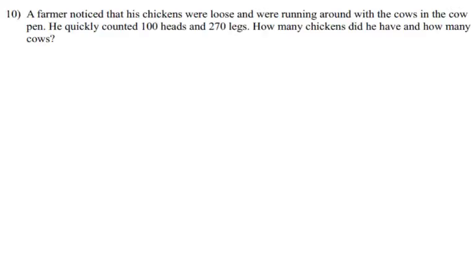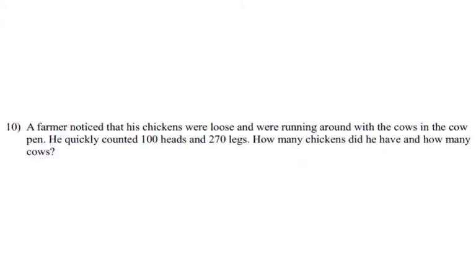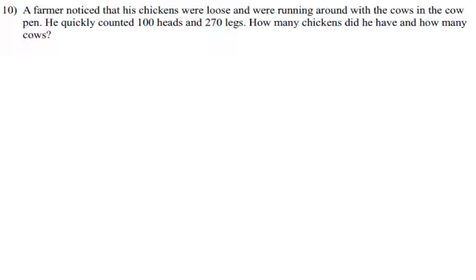So we saw this problem. This is the problem that we somehow skipped. Okay, so a farmer noticed that his chickens were loose and were running around with the cows in the cow pen. He quickly counted 100 heads and 270 legs. How many chickens did he have and how many cows? So we need to take a look at this one, and obviously suspend belief that he would have been able to count just all the cows or the chickens very quickly without worrying about their legs.